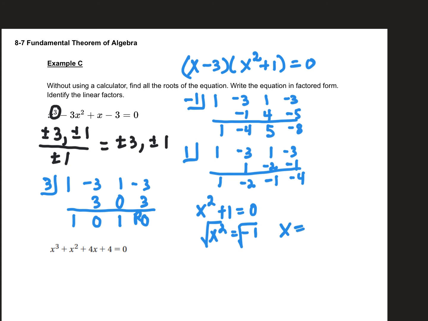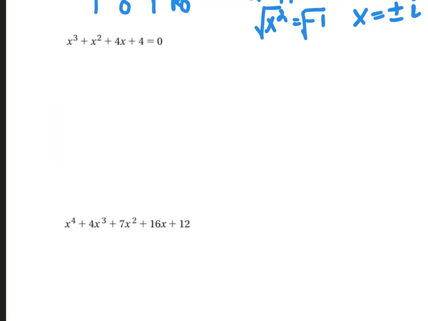So x equals plus or minus i, which, once again, is a complex conjugate, and they do come in pairs. So that's 2, plus the real one, which is 3. So that's a total of 3 solutions, 3 roots. And so based on the fundamental theorem, we've already found the 3 roots, and then we can stop.